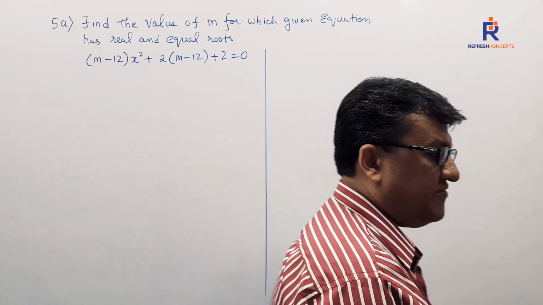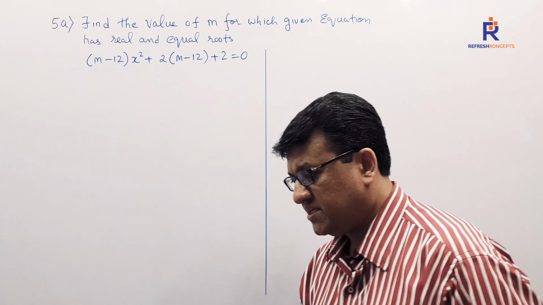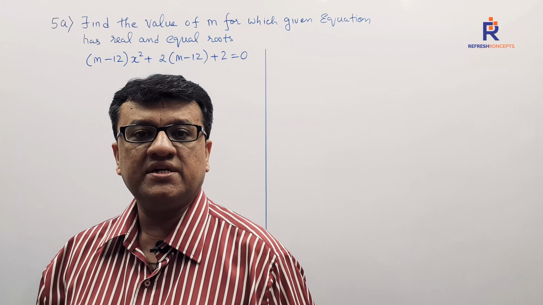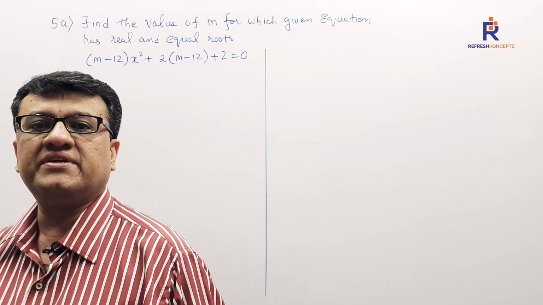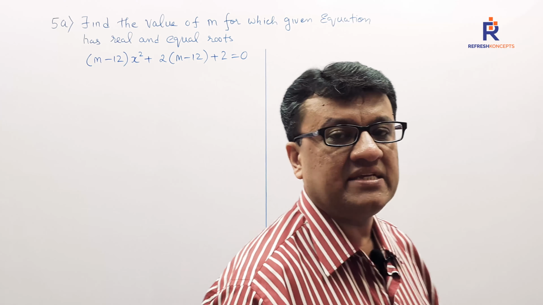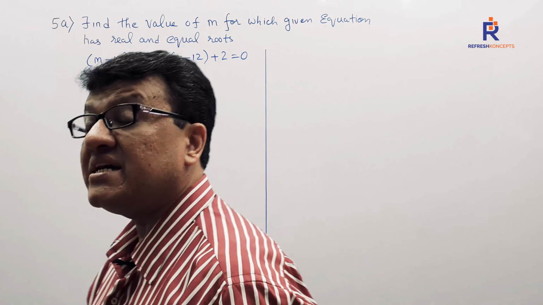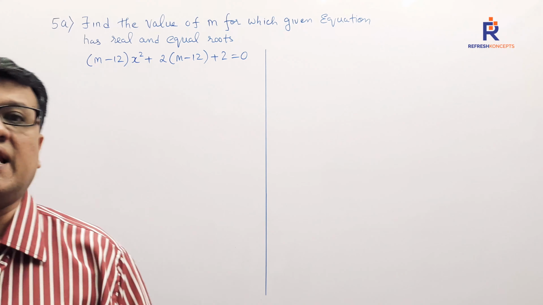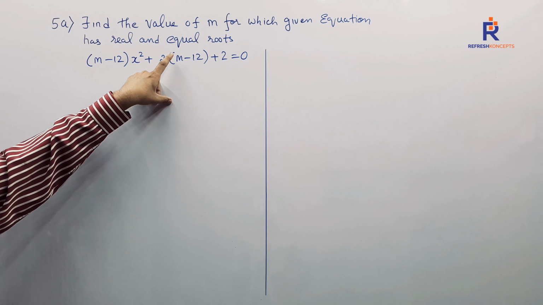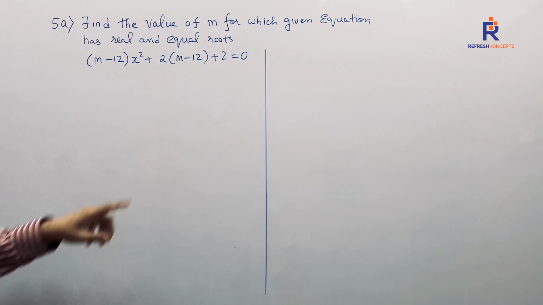Now children, when we studied the discriminant previously, we became aware of this. When can a quadratic equation have real and equal roots? A quadratic equation will have real and equal roots only when b square minus 4ac turns out to be 0. If the value of b square minus 4ac is equal to 0, then the roots are real and equal. So it is given here that the roots are real and equal, which tells us that b square minus 4ac is equal to 0.